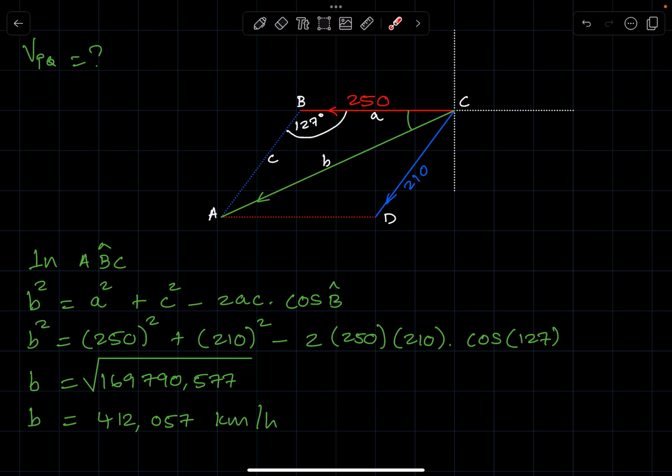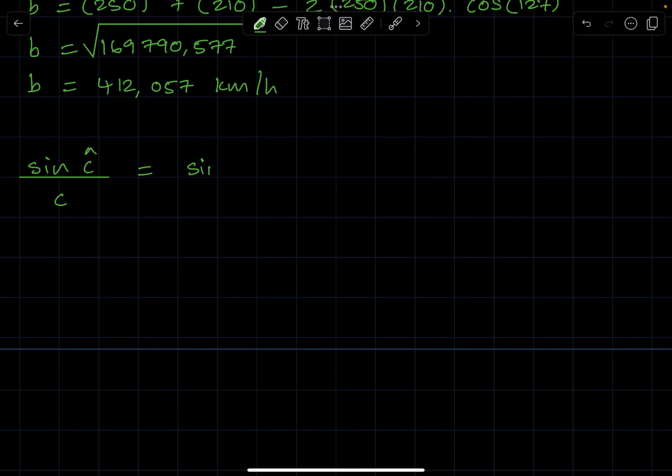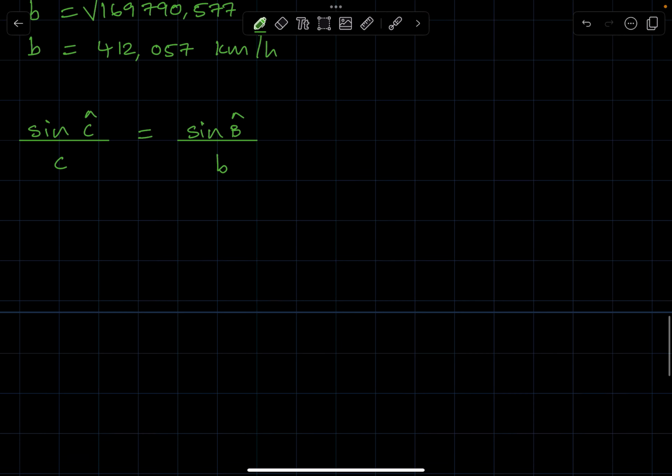So we are going to calculate this angle using the sine rule. We are looking for angle C. Now with the sine rule, we are looking for angle C in the same triangle. So the sine rule is: sine C divided by side C will be equal to the angle that we have, which is angle B, so sine B divided by side B. Now if you look at this, we have side C, we have side B, we have angle B.